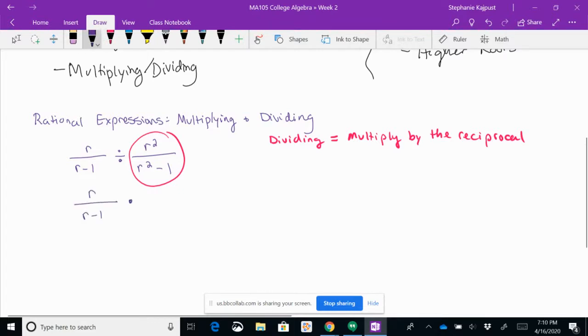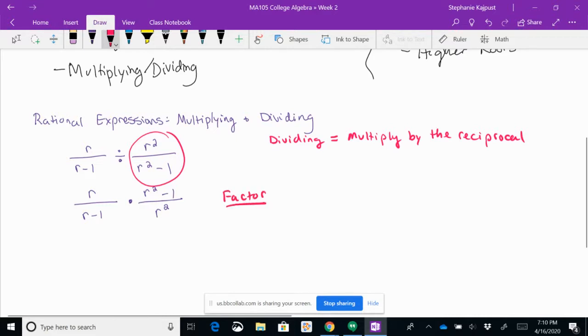And when we do that, we turn into a multiplication. And we have to use the dot for multiplication because if we use the x, it's a variable. So we're going to use a dot. And then that's going to be r squared minus 1 over r squared. So that's your first step, is to turn the division into multiplication. Your next step is to factor.